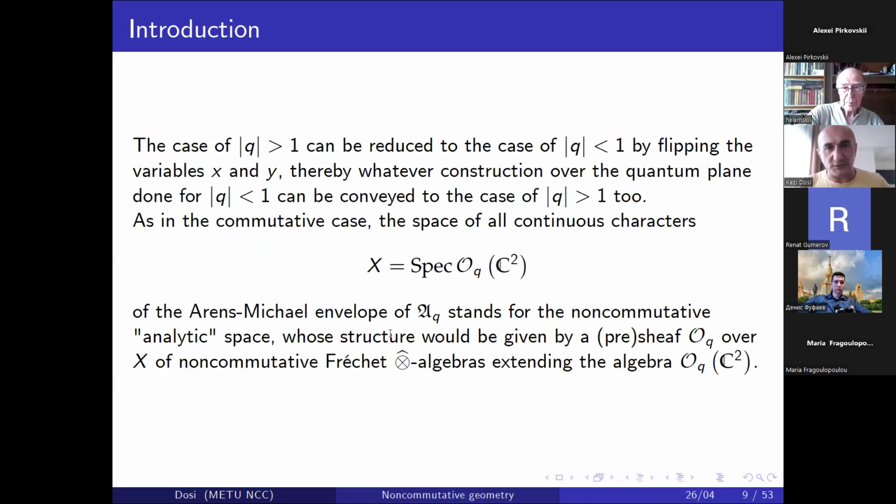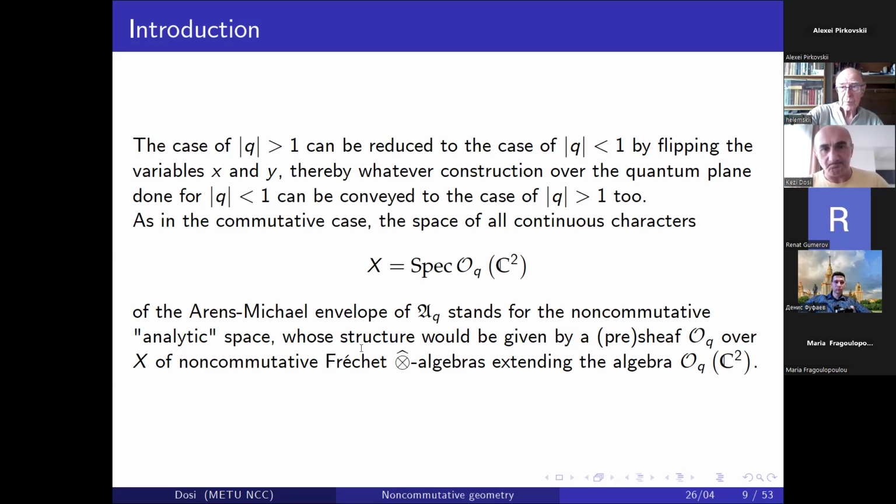Well, again, the case of Q more than 1 and Q less than 1, they are very symmetric. I mean, they can be reduced to each other. For example, you can flip the variables x and y if you wish. Anyway, we have two main cases: absolute value of Q is 1 or is not 1.